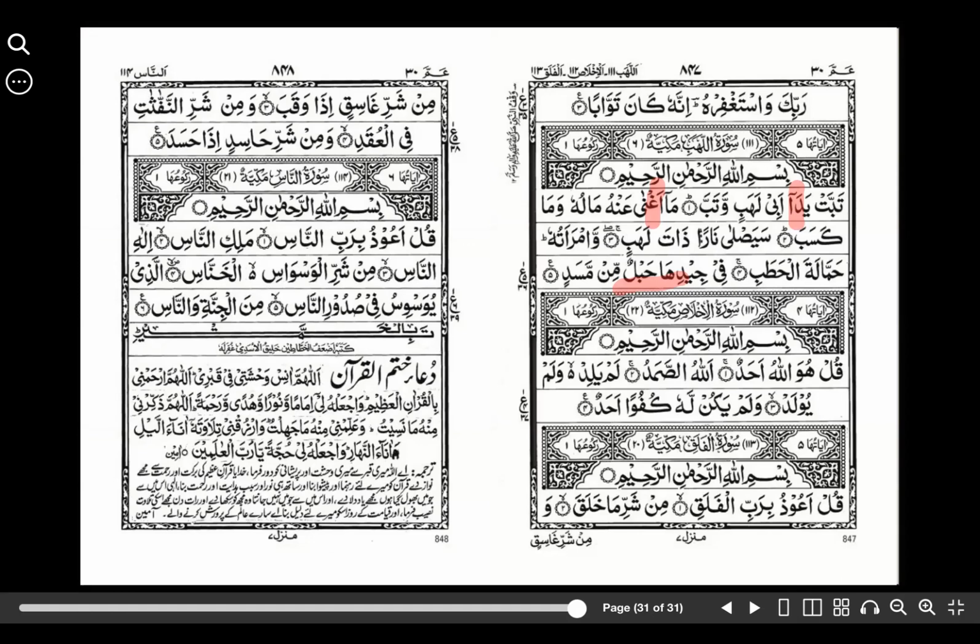Okay, mashallah. Tabbat yada, you have to make it a bit longer. That's why I put a red mark. Ma aghna, the ghain has to be a bit stronger and full mouth. Here at the bottom, I'm not going to put a red line. I'm going to put a blue line. Why? Because, mashallah, you did it very nicely. Fi jidiha hablum, the strong ha and the soft ha meet together, but you did it very nice and clear. Fi jidiha hablum min masad. MashaAllah. Just remember Tabbat Yada is a bit longer. Let's go to the next surah.